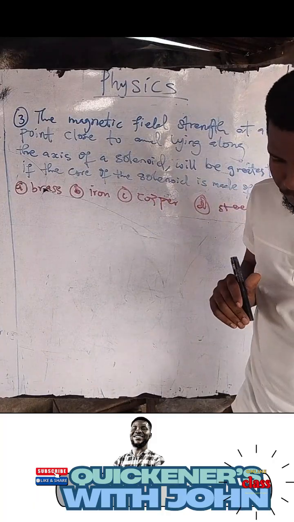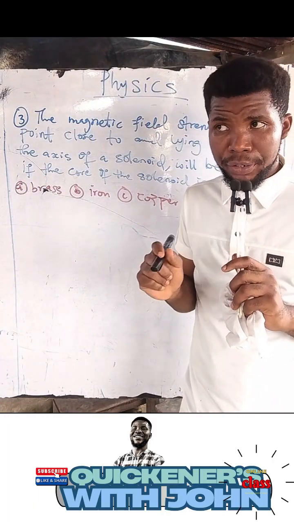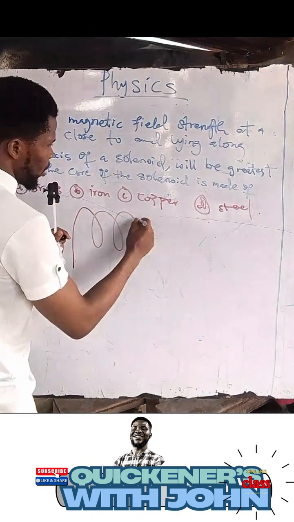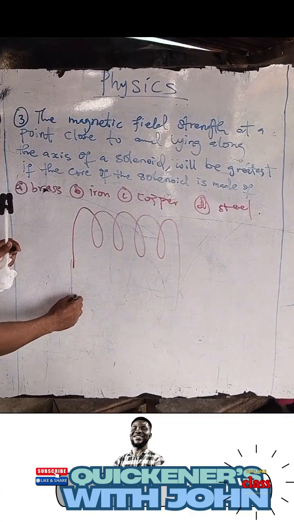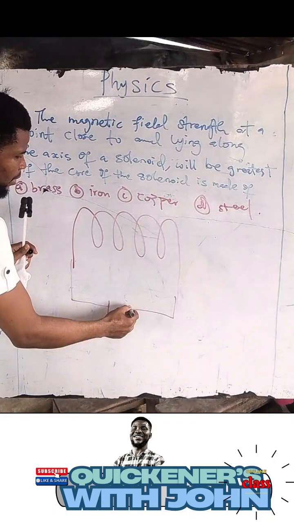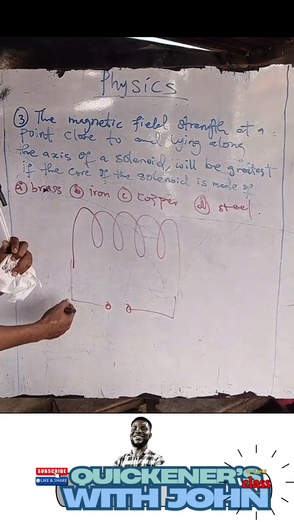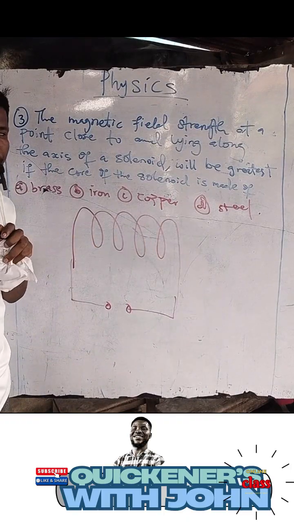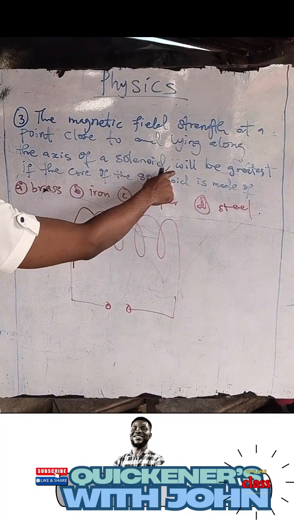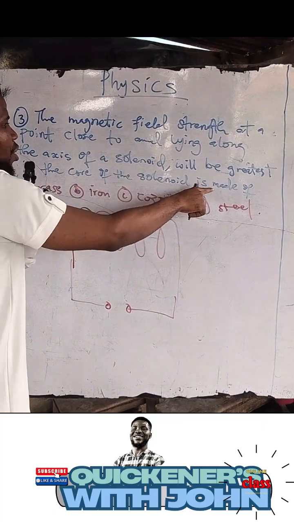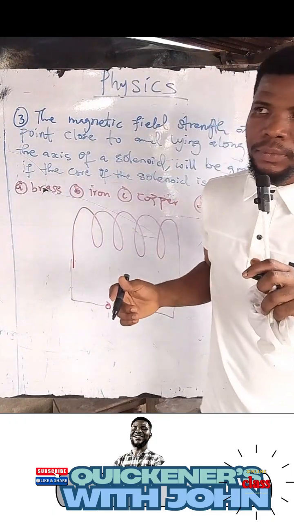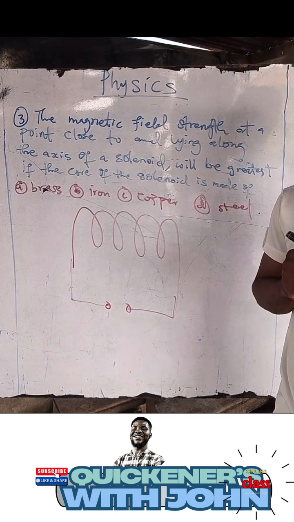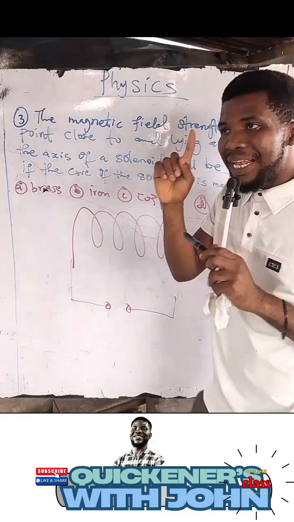Now listen, we're talking about a solenoid, alright? A solenoid is a coil of wire. When you pass current through the coil of wire, it creates a magnetic field around here. Are you getting me now? So the question says the field along the axis of the solenoid will be greatest if the core of the solenoid is made up of what? Is it copper? Let me be clear.